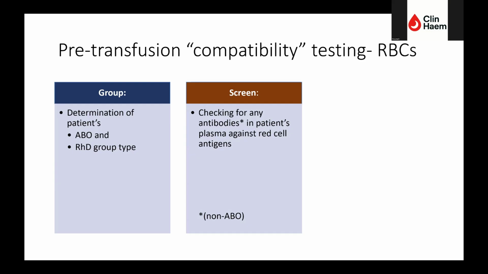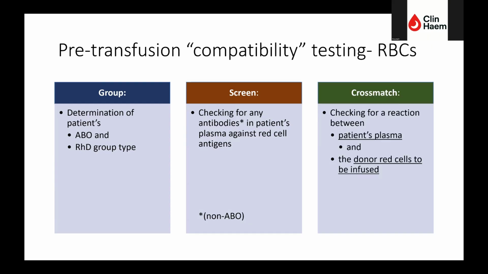I've highlighted non-ABO because ABO antibodies are naturally occurring, as I've explained already. And the last step is a cross-match, which is checking for a reaction between the patient's plasma and the potential donor cells that are going to be infused into them. Now, I will try to break down all three of them, starting with the group.